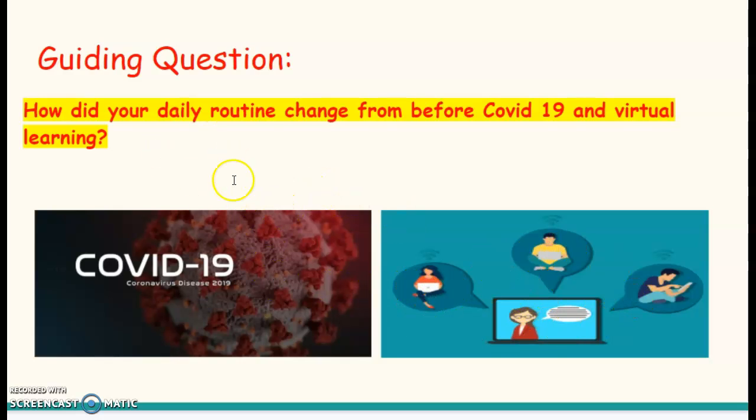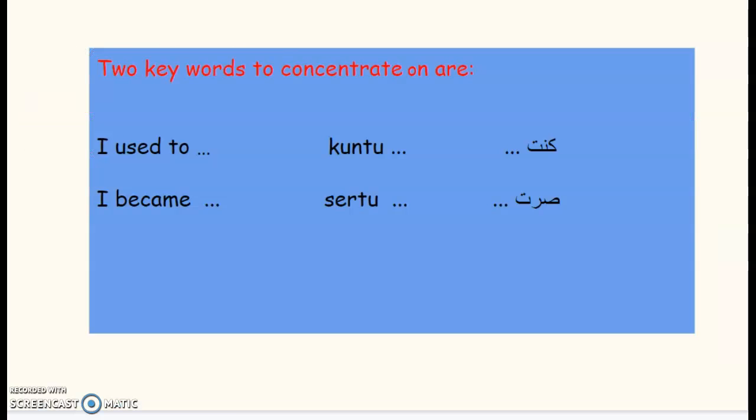the guiding question, how did it change? Like you used to go to school and now you don't go to school. You used to wake up maybe earlier than now. We're going to have a look and see some of the changes. Now, boys and girls, the most important 2 words I would like for you to learn for this project is the verb in Arabic I used to and I became.